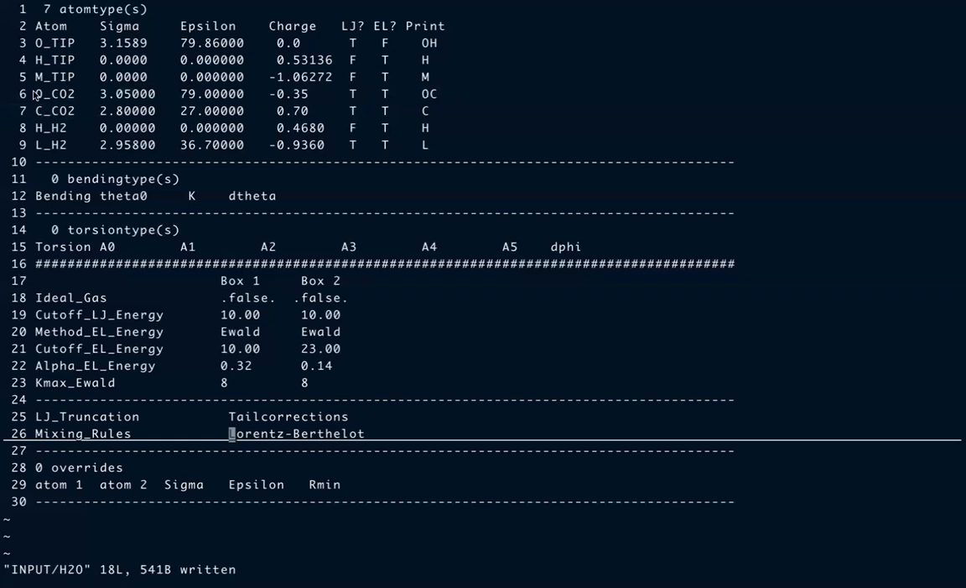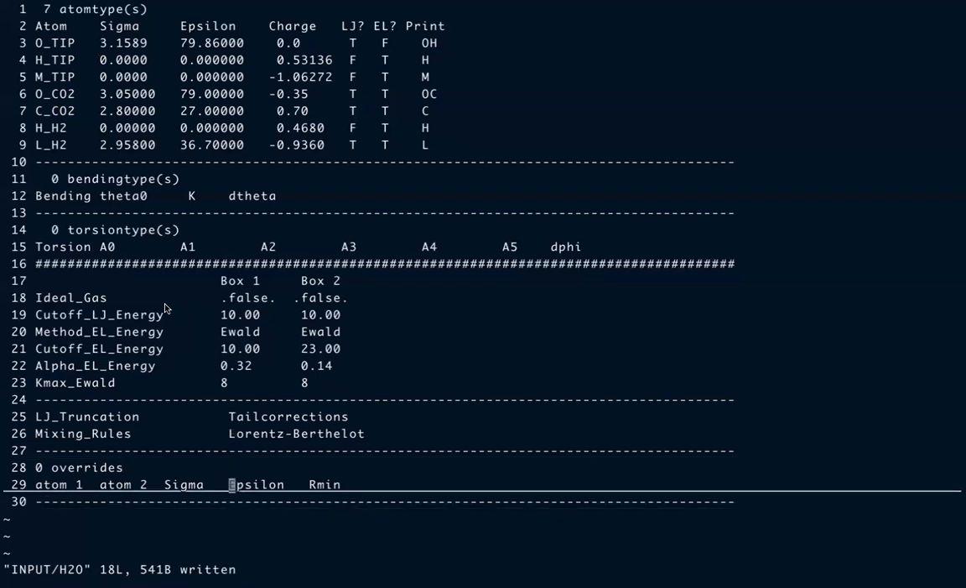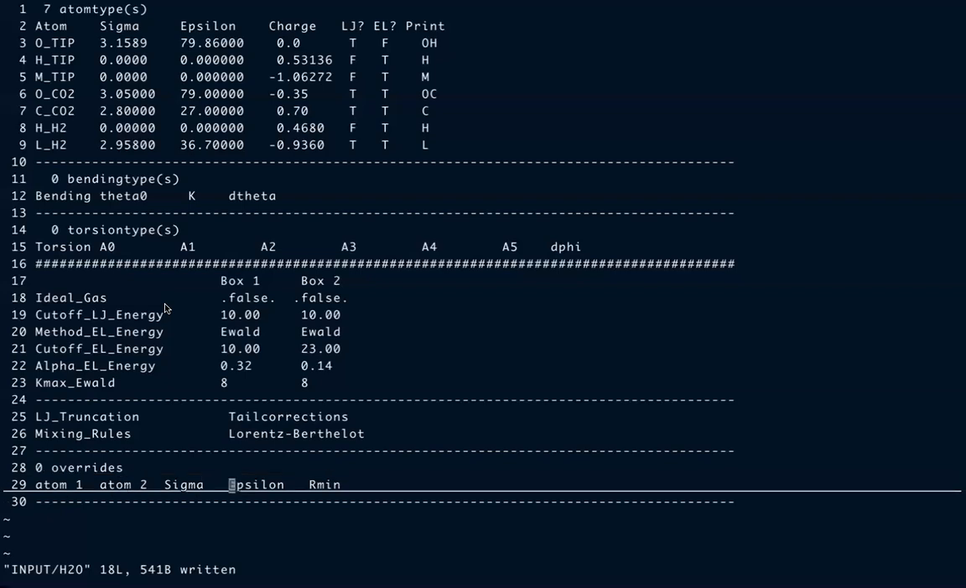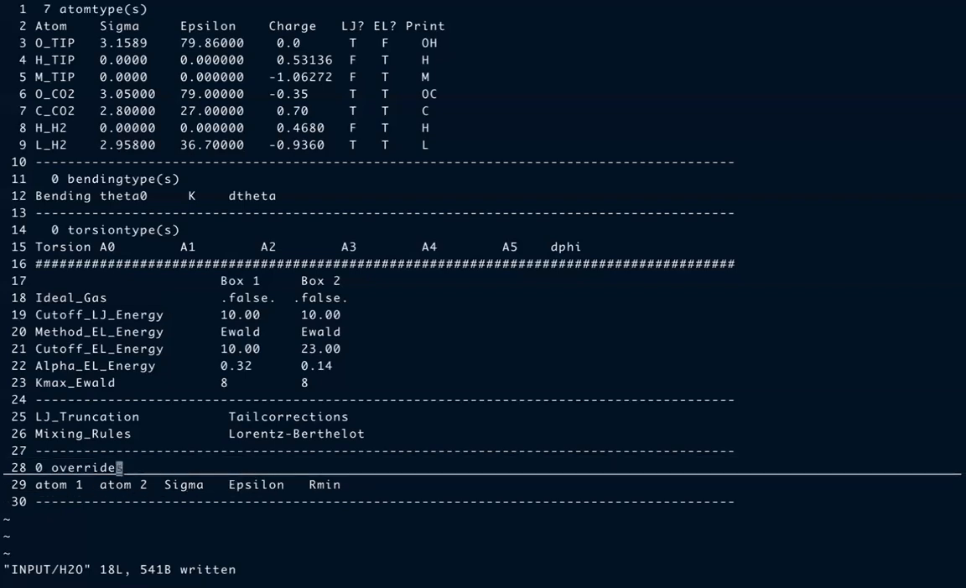But if your oxygen from carbon dioxide is interacting with an oxygen from water, then you have to use a mixing rule between the sigma of oxygen of water and the sigma of the oxygen of carbon dioxide. There are no overrides, which means that all of the interactions can be calculated using the Lorentz-Berthelot mixing rules. If by any chance there are certain overrides or exceptions to the Lorentz-Berthelot, then these can be mentioned here in the overrides.